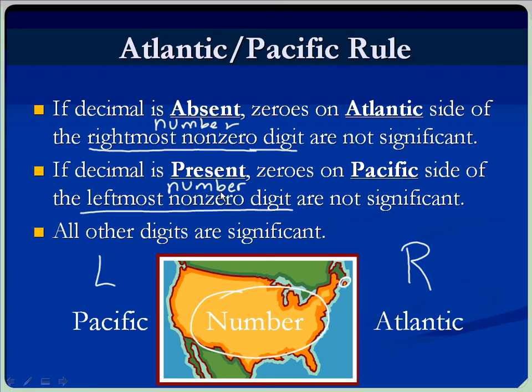If the decimal is absent, zeros on the Atlantic side of the number are not significant. If the decimal is present, zeros on the Pacific side of the number are not significant. All other digits are significant, including other zeros. Sometimes zeros are, sometimes zeros aren't. But this is the rule we're going to use. So let's apply it to a few examples.